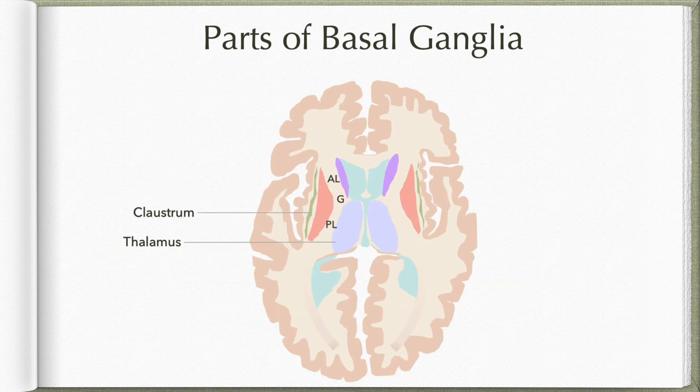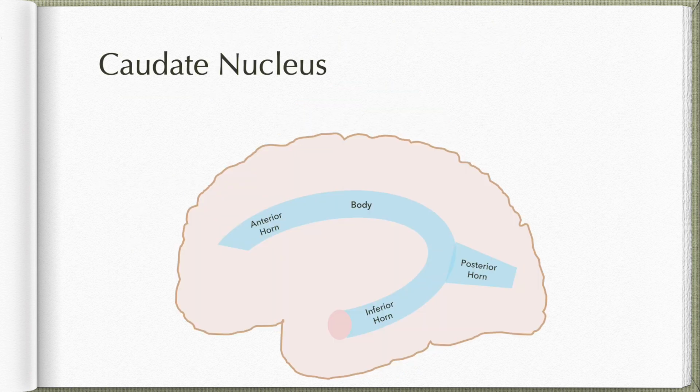Now, this is the horizontal section of the cerebrum showing head of the caudate nucleus and the lentiform nucleus. You will observe how the medial aspect of the lentiform nucleus is related to anterior limb, genu, and posterior limb of the internal capsule. So let us find out the details of individual components of the basal ganglia. Let us begin with the caudate nucleus.